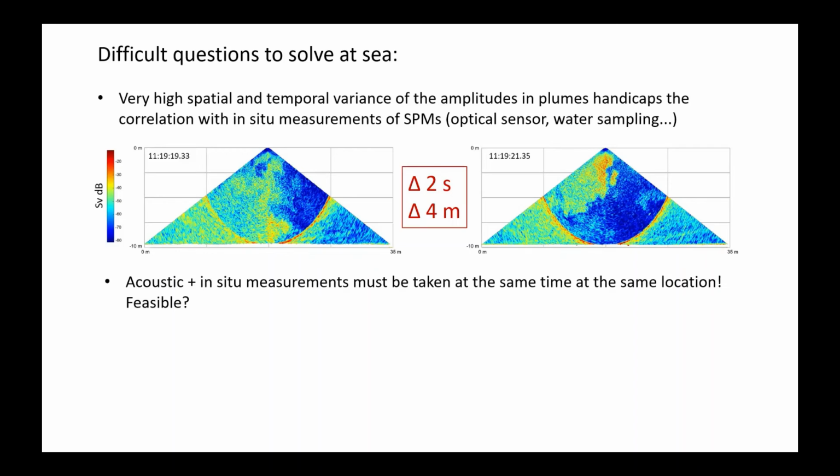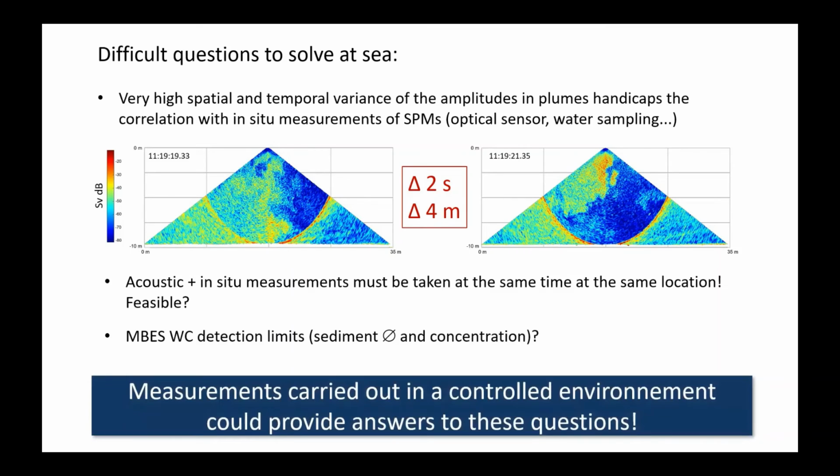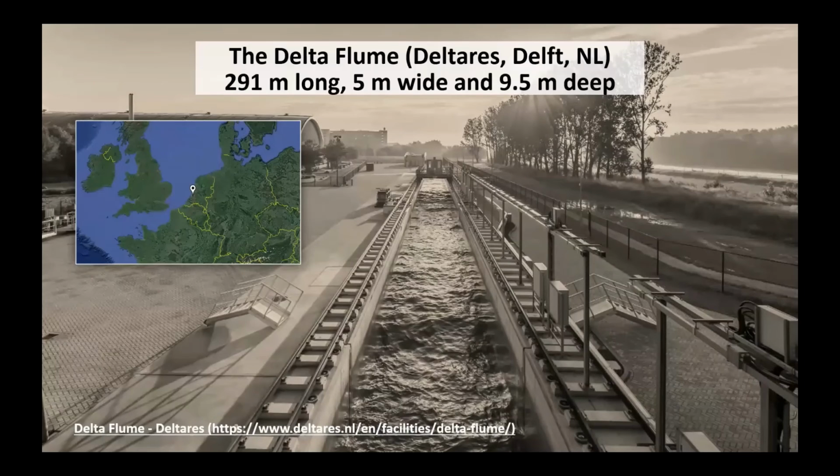Probably we have to think about a constant flux of water, pumping seawater in one place and analyzing a constant flow of water. We have to think differently. Water detection limit: we don't know what the detection limits of the multibeam are in terms of concentration and grain size. It's unknown. So that's the reason why we are looking for measurement in a controlled environment that would provide an answer to this question. And the delta flume, there are not a lot of places that can allow you to do such measurements.